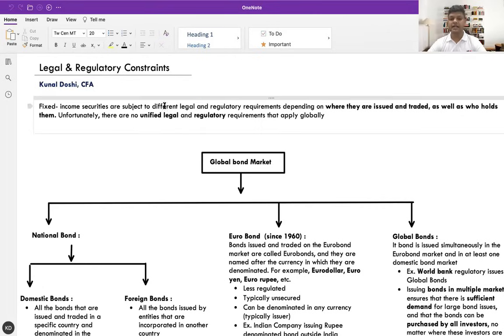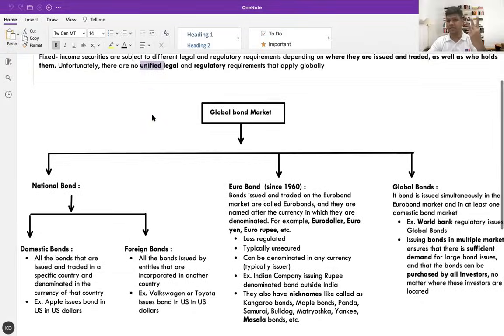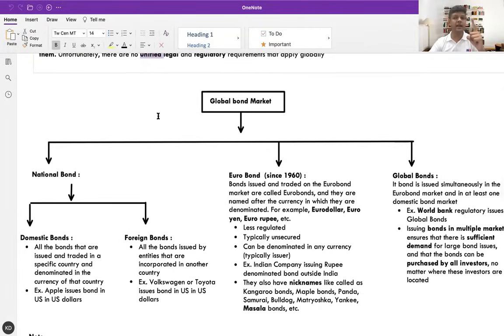Fixed income securities are subject to different legal and regulatory requirements depending on where they are issued and traded, as well as who holds them. But unfortunately, there is no unified legal and regulatory requirement that is common for all. Why? Because it's a global bond market. Clear? What is a global bond market? The global bond market consists of three major things: the national bond market, the Eurobond market, and the third, which is a mixture of both, the global bond market.